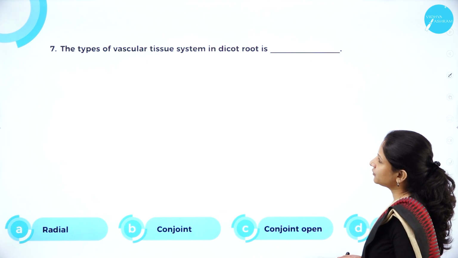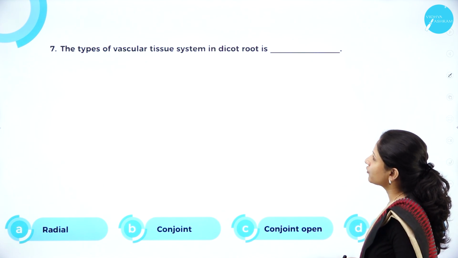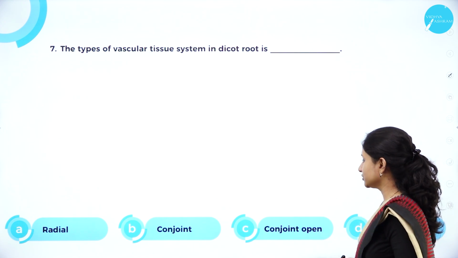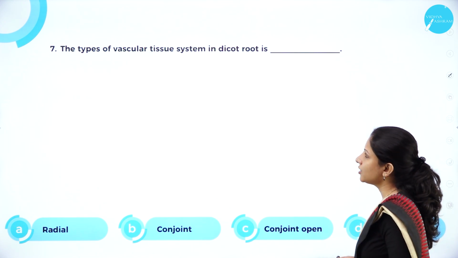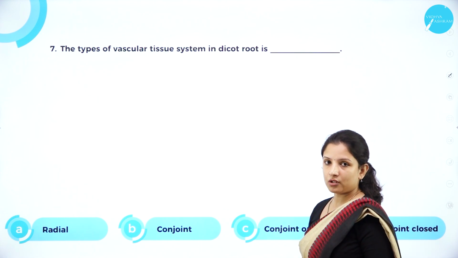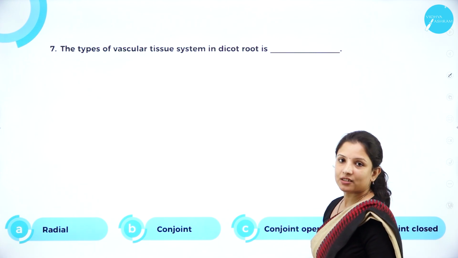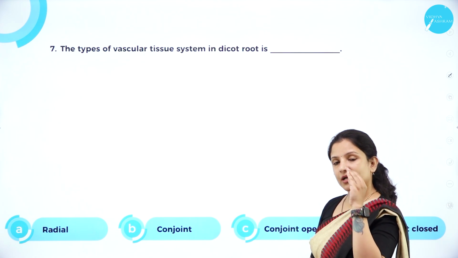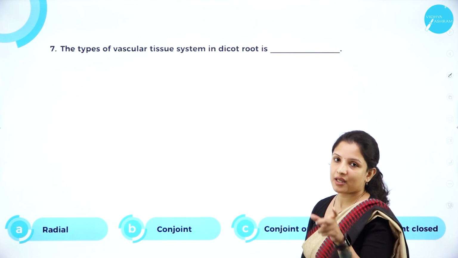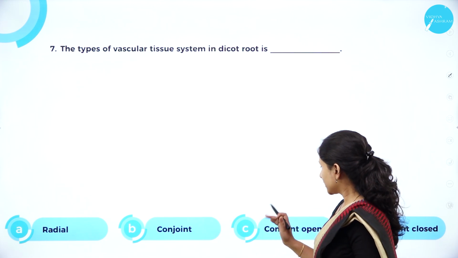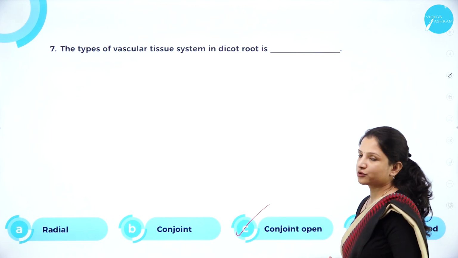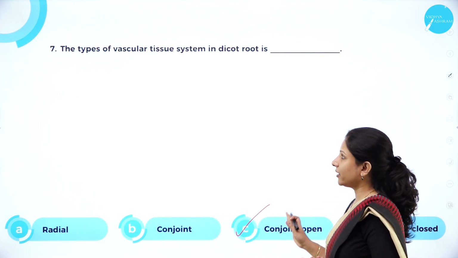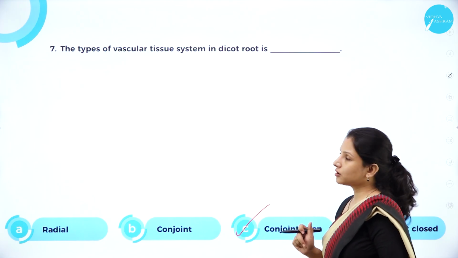Next question. The type of vascular tissue system in dicot root is radial, conjoint, conjoint open, conjoint closed. If you remember, I told you later on that in the dicot root, between the xylem and the phloem, they form a cambium, right? So therefore it is a conjoint open type. Option C is the right answer here. So conjoint open type vascular bundle is present in the dicot root.